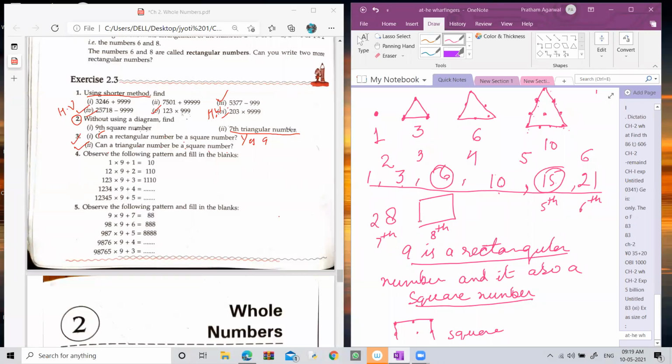Write down in the chat box quickly. Yes, ma'am, 35. No, it's 36. When you add after 6, which number comes? 7. Okay. When you add 7 with 28, then how much does it come? 36.